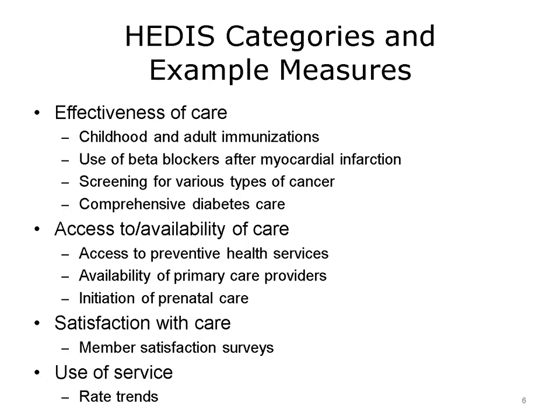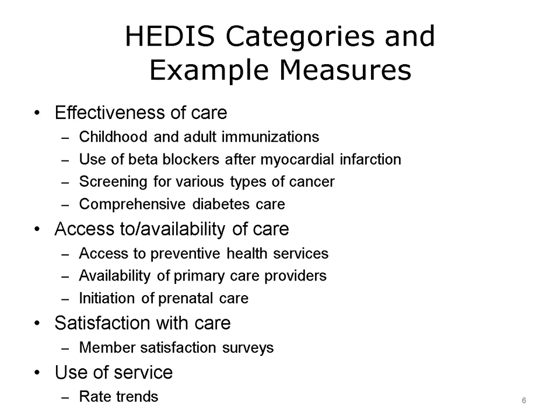For a more detailed review, HEDIS has a number of categories and specific measures within those categories. One category includes effectiveness of care measures, such as childhood and adult immunization, use of beta blockers after myocardial infarction, or MI, screening for various types of cancer, and a number of measures related to chronic diabetes care.